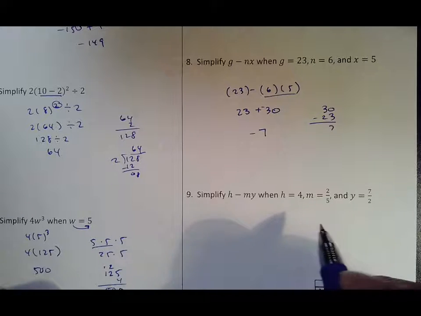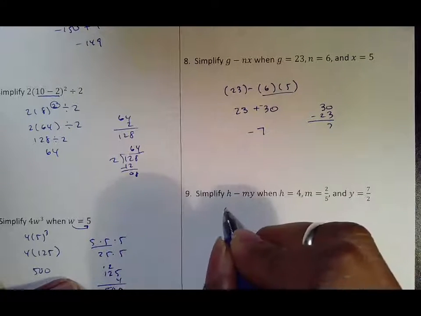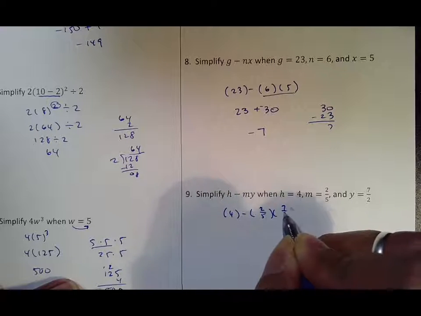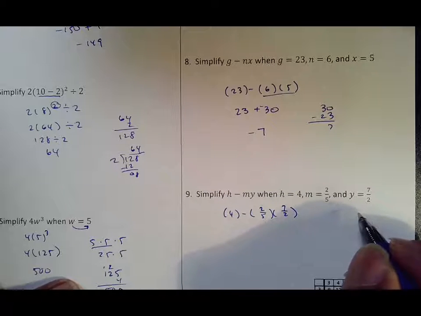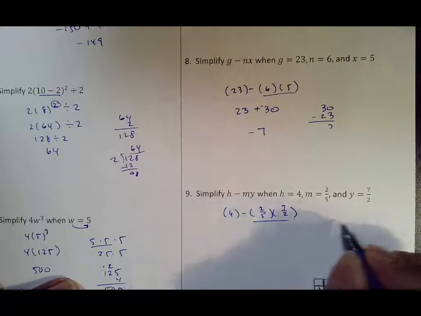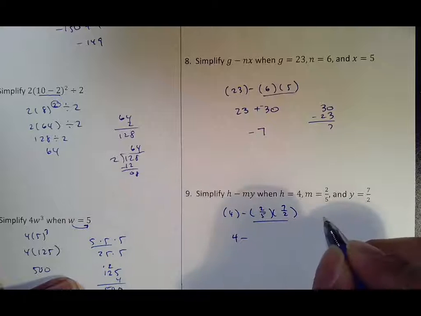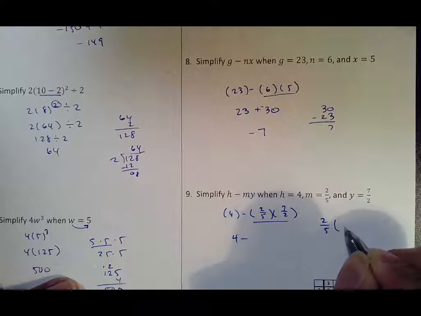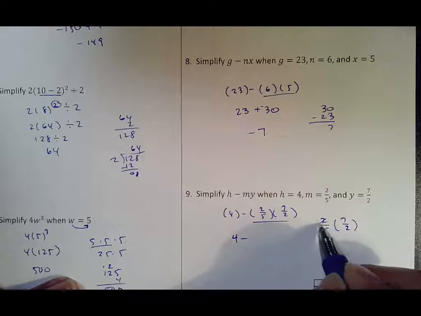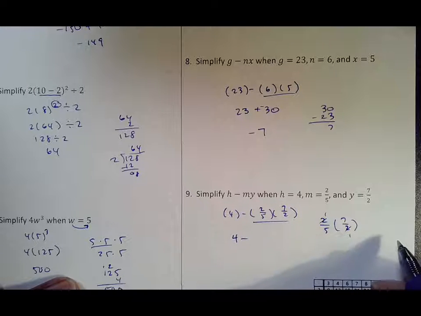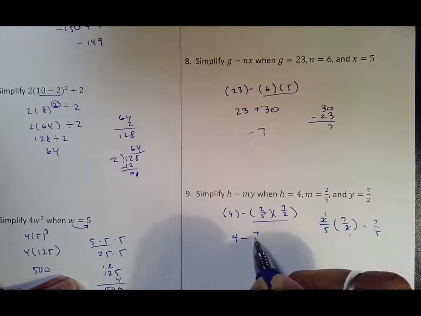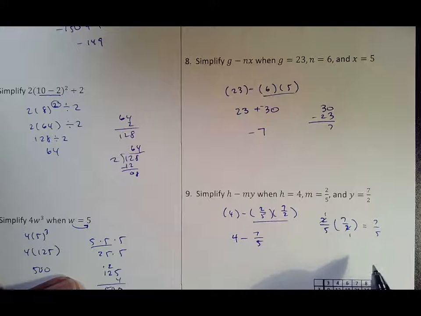On this one, h minus my when h is 4, so 4 here, minus 2/5, 7/2. Again, that number doesn't have anything going on, so we need to multiply, so copy your 4 and your minus. Let's go off to the side and figure out what 2/5 times 7/2 is. Well, here's the thing. I have a 2 on top and bottom, so 1 there, which means 1 times 7 is 7, 5 times 1 is 5, so I have 4 minus 7/5.